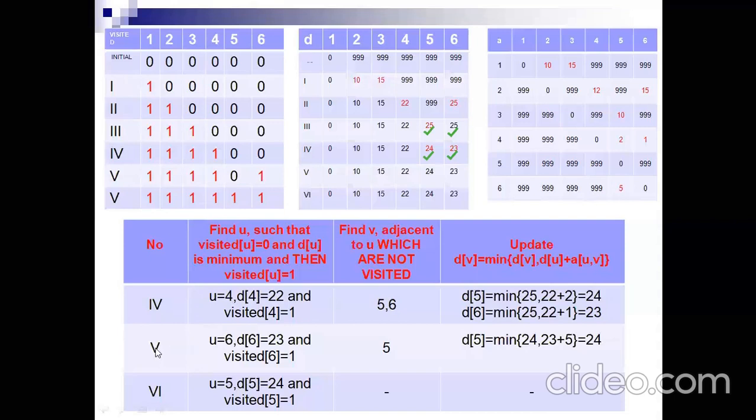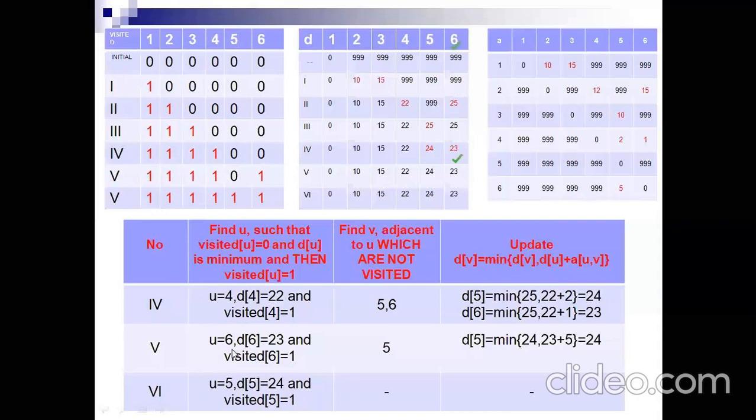Next iteration similarly, finding out which are the vertices not visited having the minimum DU value. So again you can see 1, 2, 3, 4 are visited. Left out are only 5 and 6. So 5 and 6 here are not visited. Look at it. Which is the minimum value here? The minimum value here is 23, with respect to which the vertex is 6.